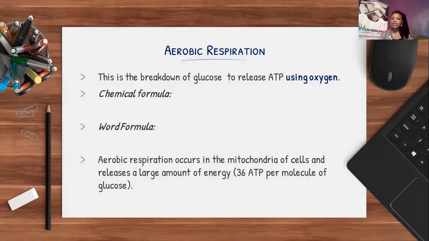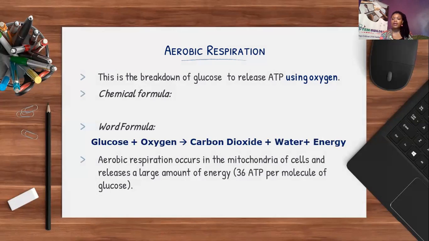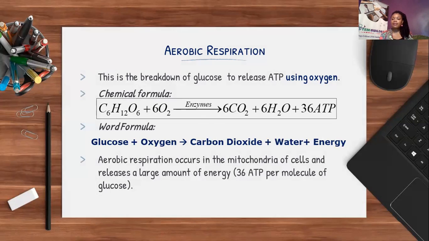For aerobic respiration, it is the breakdown of glucose to release energy, and it uses oxygen to do this. Now you need to know the chemical and the word formula or equation. So for the chemical formula, it's C6H12O6 plus 6 oxygen, which gives you 6 carbon dioxide, water, and 36 ATP. In other words, for the word equation, it's glucose plus oxygen gives you carbon dioxide, water, and energy.